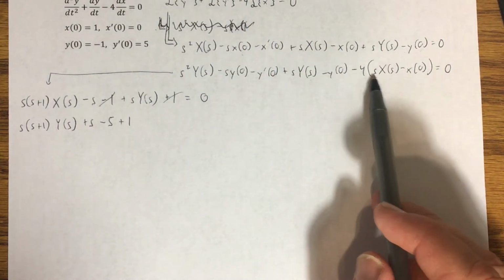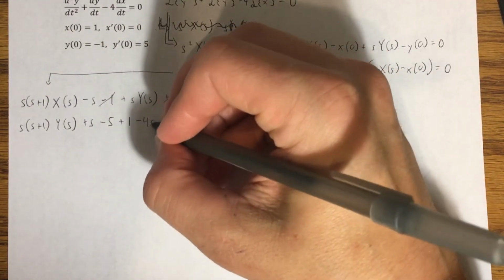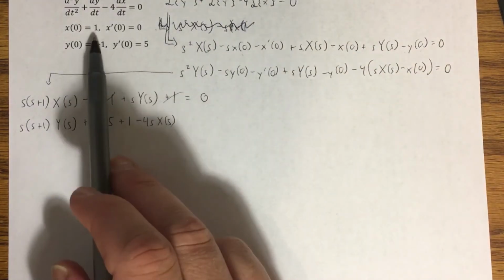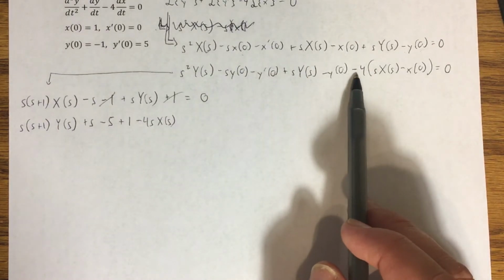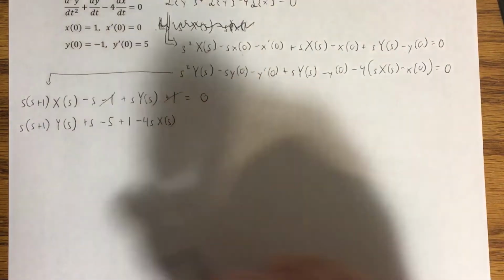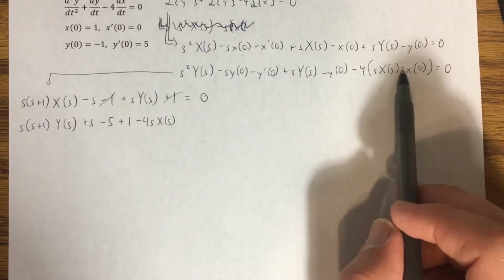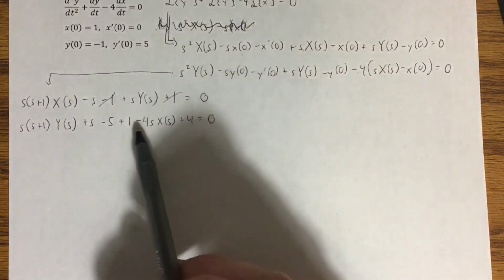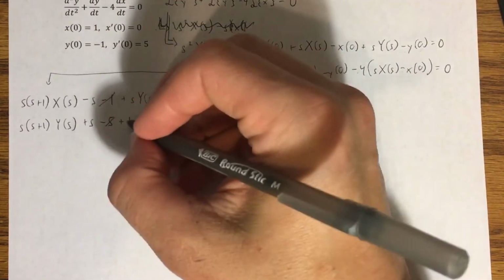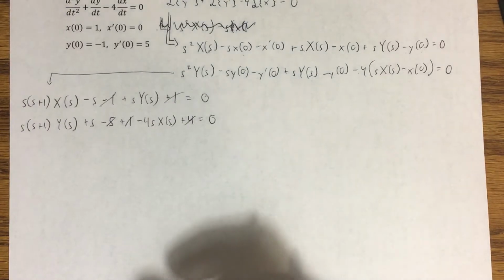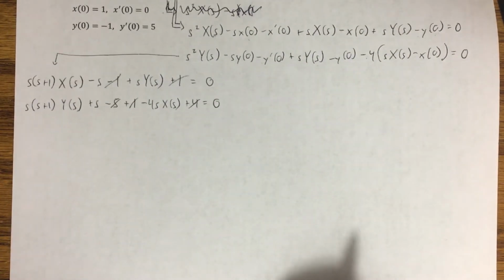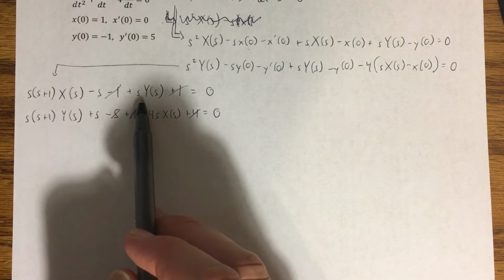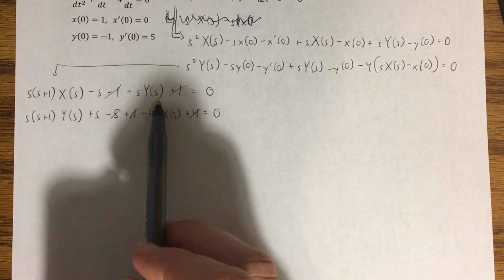Minus 4 times s x of s, so minus 4s x of s, minus x of 0, which is 1, times negative 4. Sorry, minus 4 times minus 1 would be positive 4, so plus 4 equals 0. And again, notice 1 plus 4 is 5, minus 5 is 0, so we get to cancel all of those constants as well. Now notice a couple of things in both equations. First of all, each term that's remaining in each equation has a factor of s appearing.